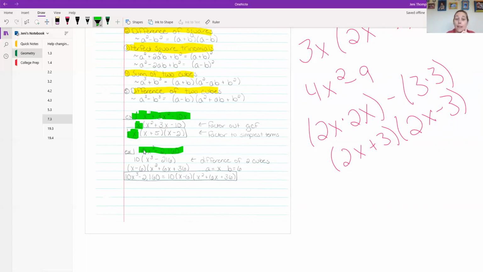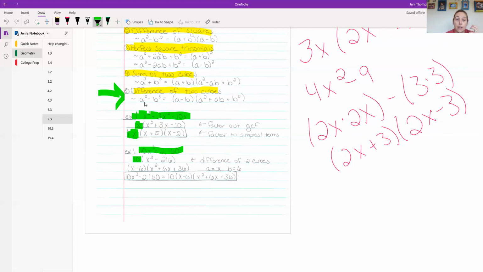I know right off the bat that I can factor out a 10. I know I have a greatest common factor of 10 for both of these guys. I take a 10 out of 10x cubed, that leaves me with x cubed. When I take a 10 out of 2,160, it leaves me with 216. This is a difference of 2 cubes, right?